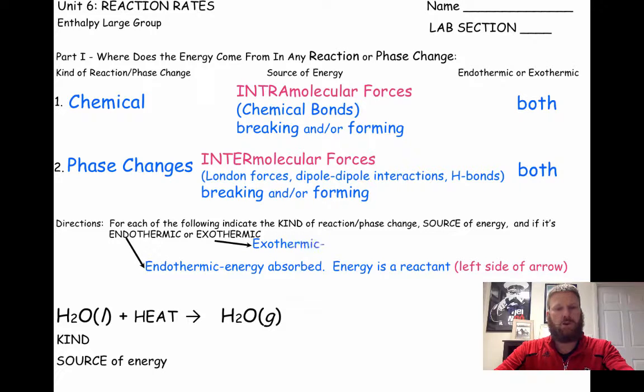The term exothermic means energy is released to the surroundings. The prefix exo refers to energy going out of the system. Energy is exiting the system. If a chemical process is exothermic, energy is a product. In other words, energy will be found on the right side of the arrow in a chemical equation.